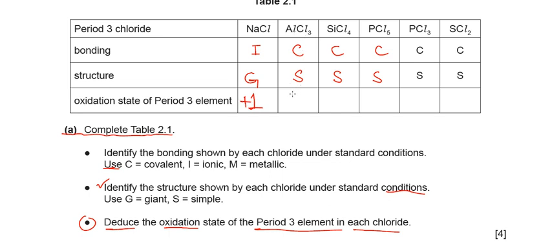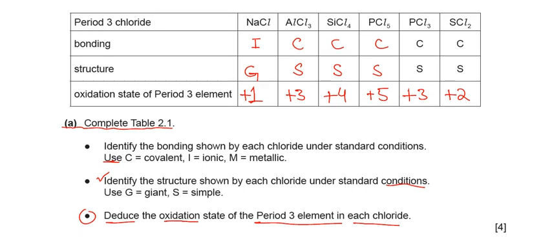Then aluminium is involving 3 of its electrons, so we can say +3. Silicon is involving 4, so it will be +4. In this compound, phosphorus is involving 5 electrons, so it is +5. And in phosphorus 3 chloride, phosphorus is involving 3 of its electrons, so its oxidation state will be +3. And in this compound sulfur is involving 2 of its electrons, so its oxidation state is +2, and you successfully score 4 marks in this question.